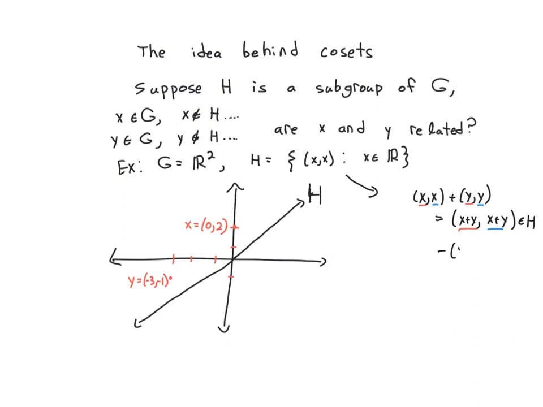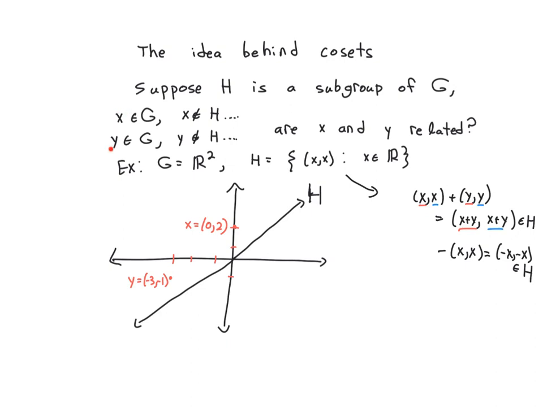Likewise, the negative of (x, x) is (negative x, negative x). So again, the first and second coordinate are the same. So H is a subgroup. In fact, H is the line y equals x going through the origin.